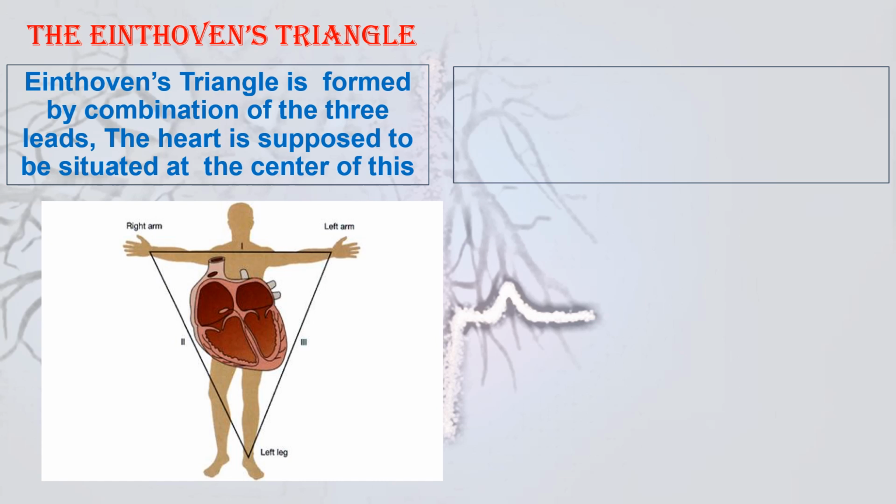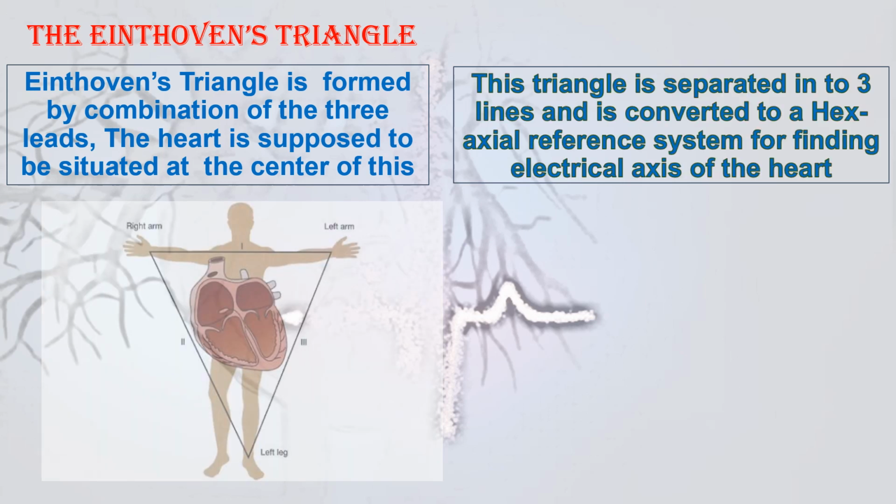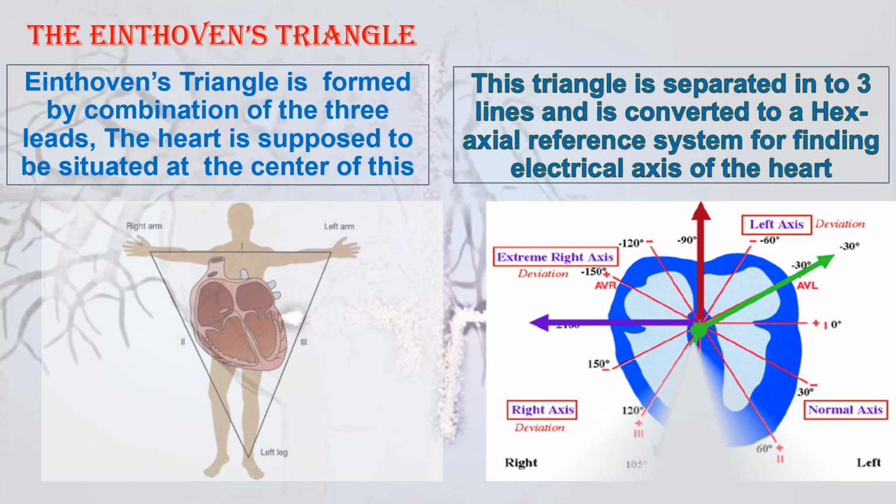Then Einthoven's triangle. Einthoven's triangle is formed by the combination of the 3 leads. The heart is supposed to be situated at the center of this triangle. This triangle is separated into 3 lines and converted to a hexaxial reference system for finding the electrical axis of the heart. This is a picturization, that is, we can see the axis: left axis, right axis, normal axis and extreme right axis.